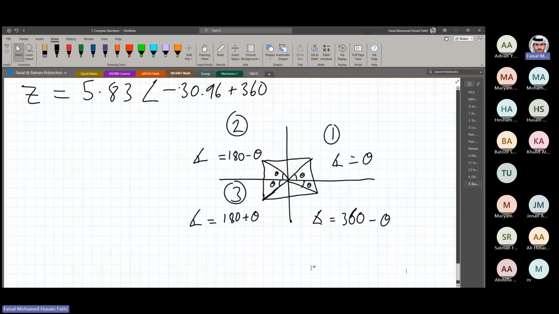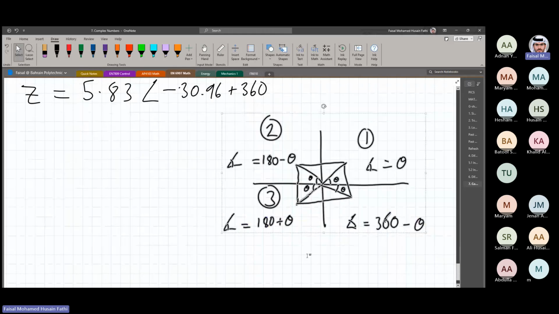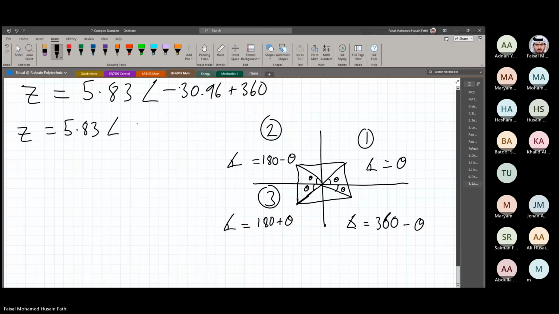That is another way. So you could use this as a rule of thumb. So in this case, our last z is going to be equal to 5.83 angle 360 minus 30.96.